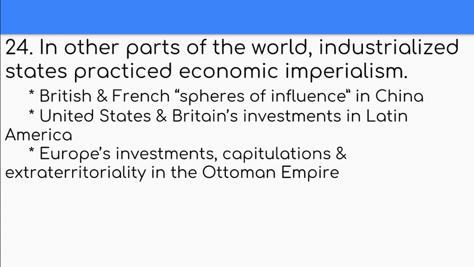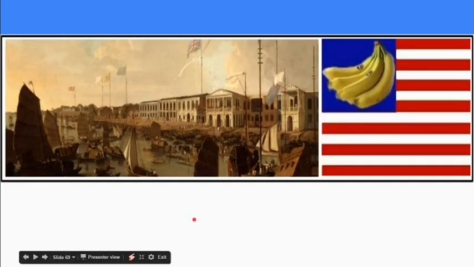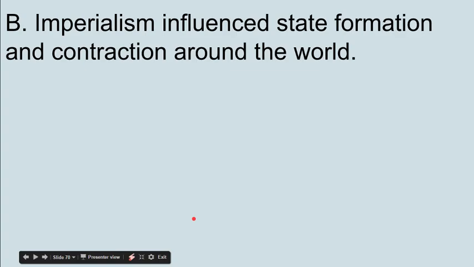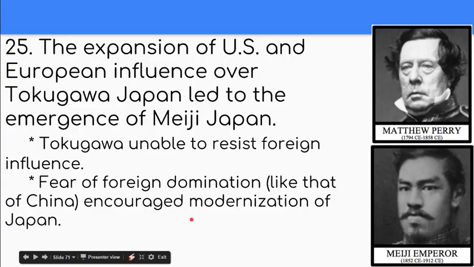And also, of course, we see the practice of extraterritoriality. The same thing happens in China, by the way. That is when a foreigner lives in your country but does not have to follow your laws. So Europeans living in the Ottoman Empire did not have to follow the laws and the rules of the Ottoman Empire. All right, let's keep going here quickly.